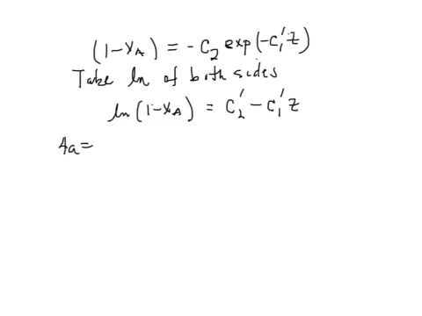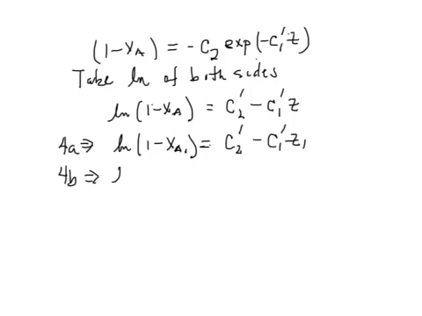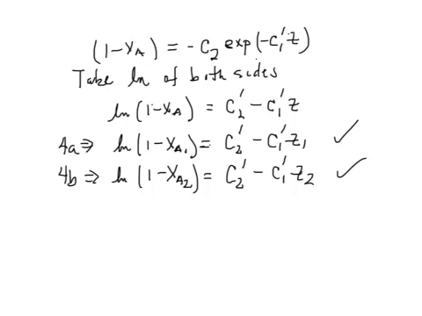And boundary condition 4a tells us then log of 1 minus XA1 is equal to C2 prime minus C1 prime Z1. And boundary condition 4b similarly tells us log of 1 minus XA2 is equal to C2 prime minus C1 prime Z2. So we have two algebraic equations with two unknowns, C1 prime and C2 prime, and so we simply have to solve these equations simultaneously to obtain those particular constants.